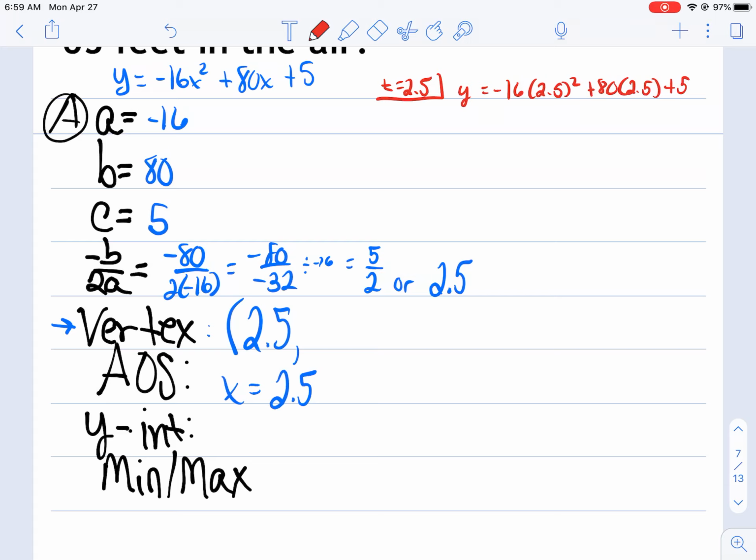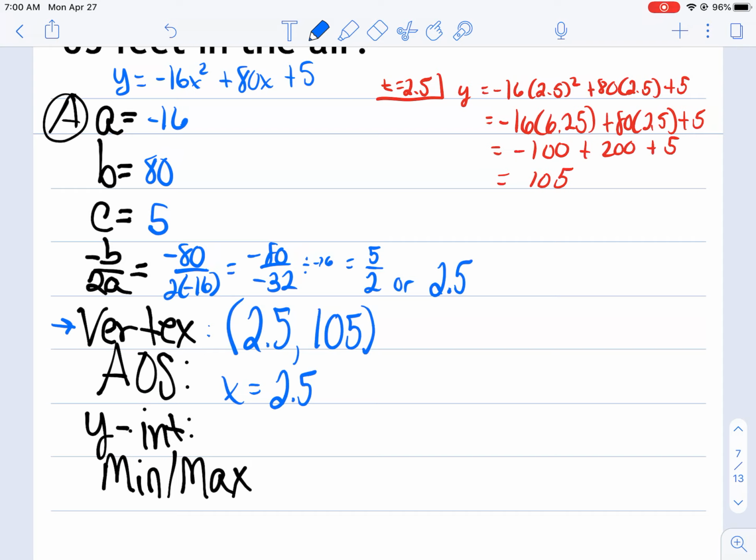All right, so here's what we're going to do. 2.5 squared is 6.25. So this becomes negative 16 times 6.25 plus 80 times 2.5 plus 5. Negative 16 times 6.25 happens to be negative 100. 80 times 2.5 happens to be 200. And when you add this all together, negative 100 plus 200 is positive 100. Add 5 more, you get 105.